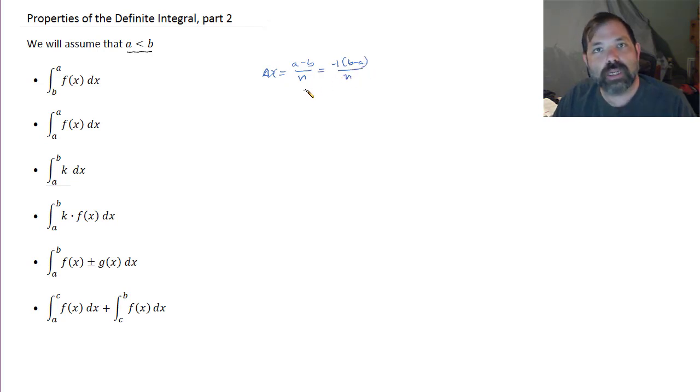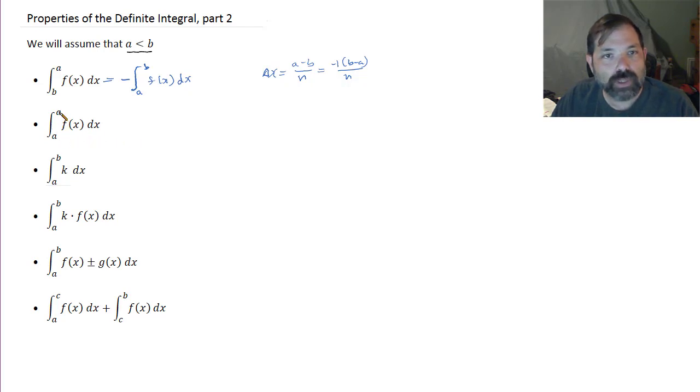And so then our delta x is the opposite of the delta x we used to build the original integral, and so it seems reasonable then that the integral from b to a of f of x dx would be the opposite of the integral from a to b of f of x dx. So if we interchange the limits of integration, we get the opposite of the integral.